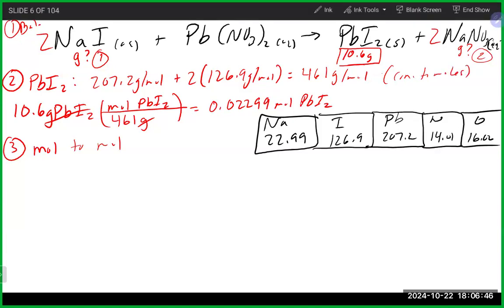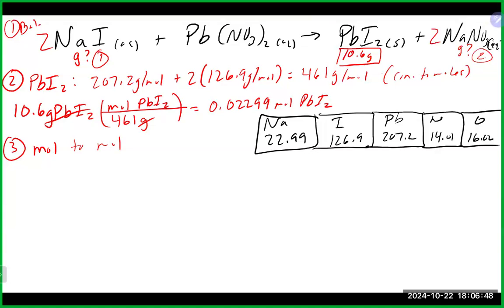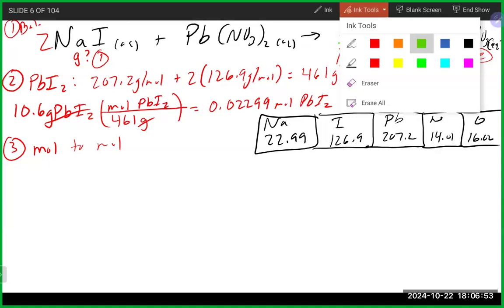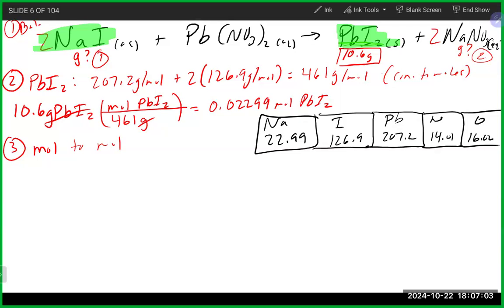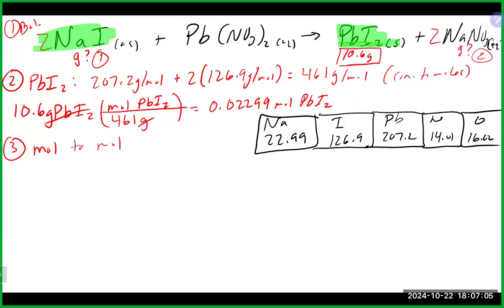So when we look at the equation, we want to find the two things we're interested in this case, which is not a highlighter, that is a pen. Let's try that one. We have this guy and this guy. And from the equation, which are just the coefficients, we can see it's a 2 mole to 1 mole relationship. So for every 2 moles of NaI I put in there, I get 1 mole of PbI2. That again is going to be really our conversion factor to get us over to NaI.